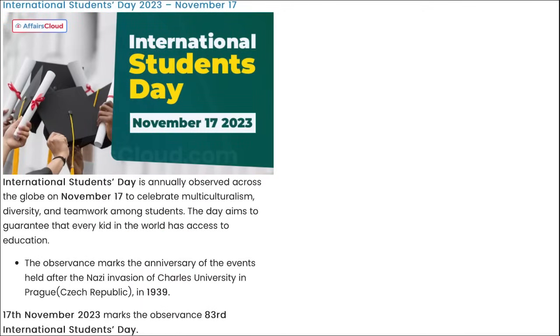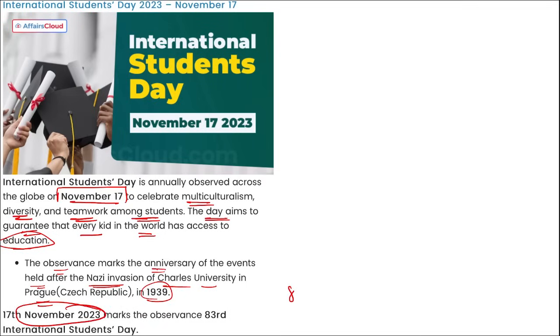Next, remember, International Students Day. When do we observe this day? This day is observed on 17th of November to celebrate multiculturalism, diversity and teamwork among students. The day also aims to guarantee that every kid in the world has access to education. The observance marks the anniversary of the event held after the Nazi invasion of Charles University in Prague in 1939, and 17th of November marked the 83rd edition of the International Students Day. Correct? So we can say the first ever edition of this International Students Day was observed in 1941.